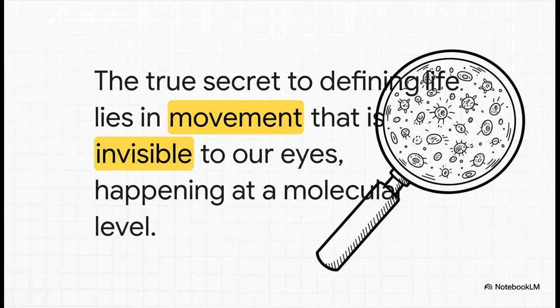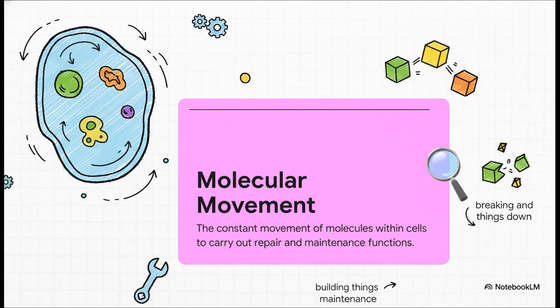So if it's not always about the big movements that we can see with our eyes, then what is the real defining characteristic of life? Well, the secret lies in a different kind of movement, one that is completely invisible to us. It's movement happening at a very small scale. And this brings us to a very important idea, molecular movement.